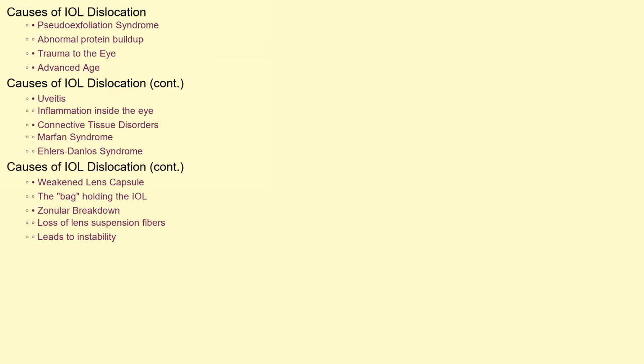So, what causes an IOL to dislocate? There are several factors. One major culprit is pseudoexfoliation syndrome, a condition where abnormal protein material accumulates in the eye. Other contributing factors include trauma to the eye, advanced age, uveitis, inflammation inside the eye, and connective tissue disorders like Marfan syndrome or Ehlers-Danlos syndrome. Sometimes the lens capsule, the bag that holds the IOL, can weaken over time, or the zonules, the tiny fibers that suspend the lens, can break down, leading to instability.